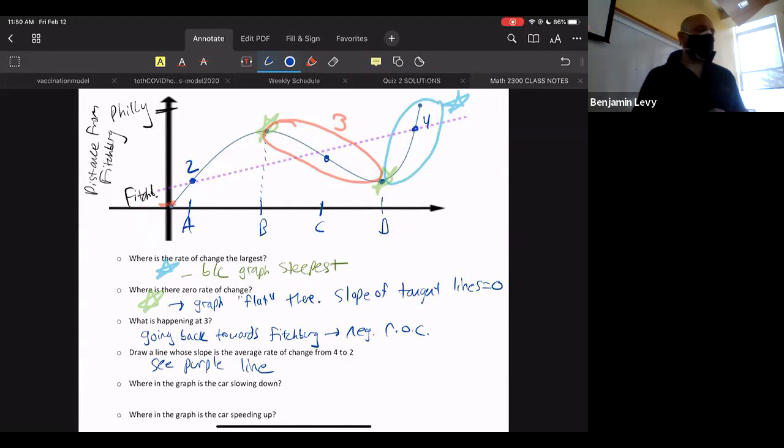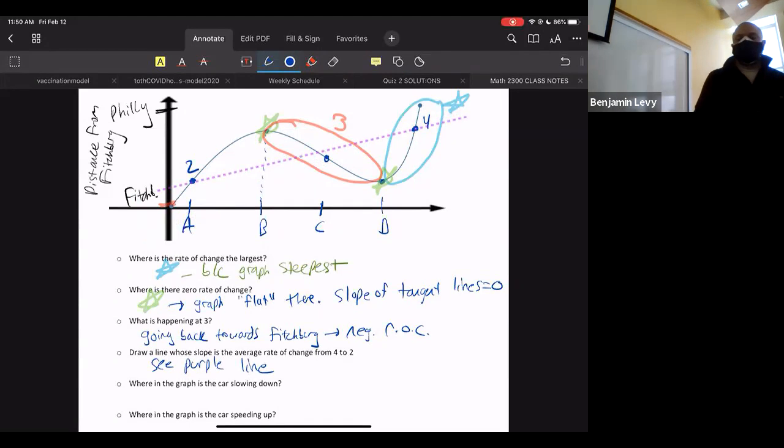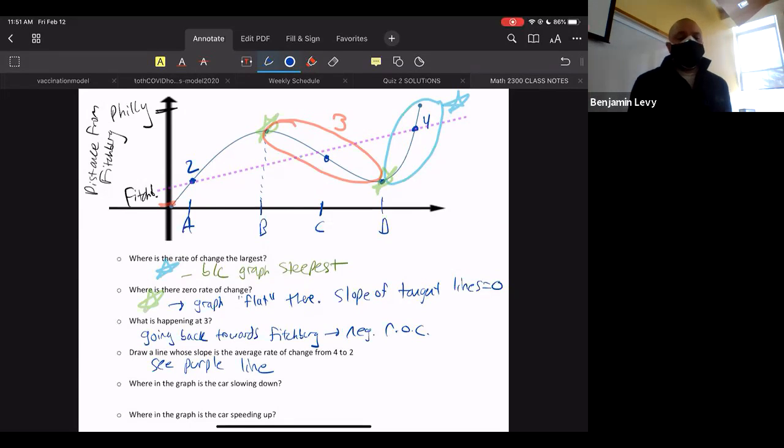All right, the last 2 questions are also relevant for what we're doing in the future here. So the last 2 questions are, where is the graph slowing down, and where is the graph speeding up? I'm sorry, where is the car slowing down and where is the car speeding up? How can we tell if it's slowing down or speeding up? What do you think about that, John?